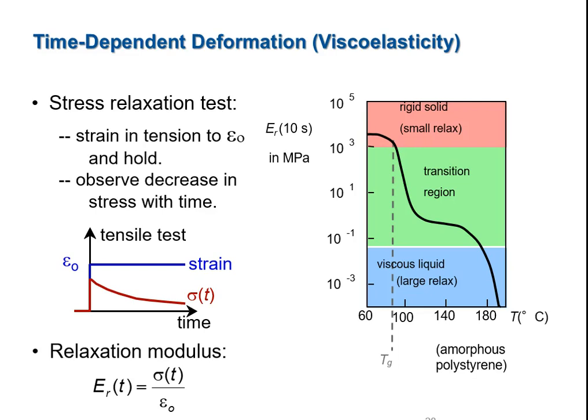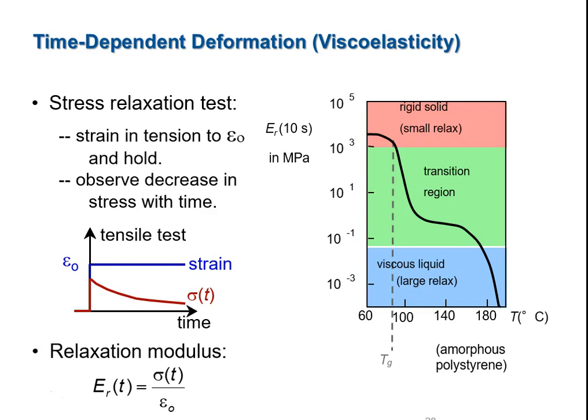time. So if we do that measurement, we can define a modulus and that's defined down on the lower left-hand side of the slide, called the relaxation modulus for this particular test condition. This is only for a fixed strain test, and it's defined as the time-dependent stress over the original strain.